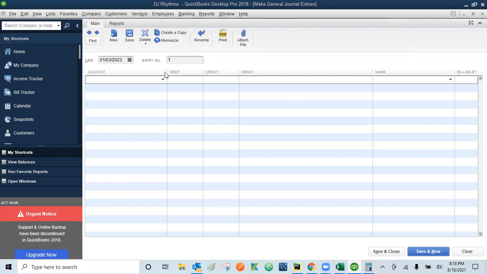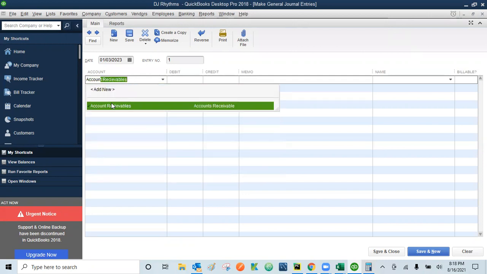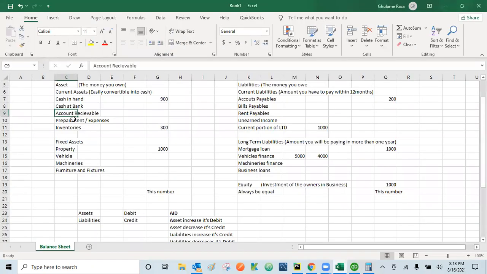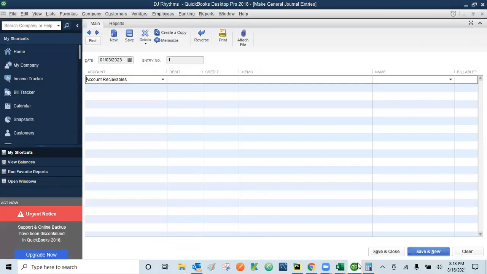The first thing is I can just come here and type account receivable. It will come up. And as I just showed you, account receivable is our asset, and when the asset is increasing, it's a debit. Let's go to our QuickBooks. So we'll be putting the money in the debit side, right? And then click tab.